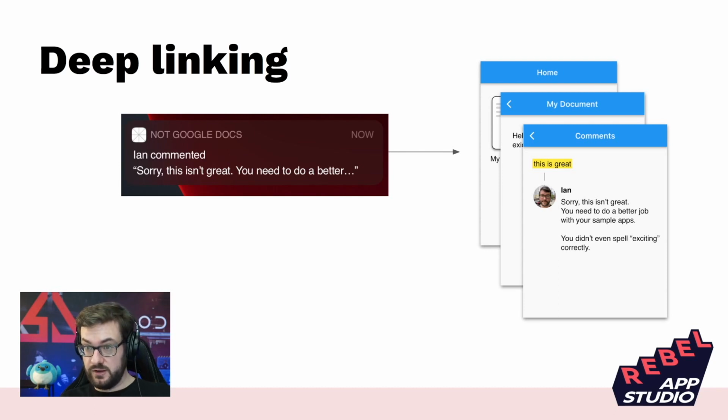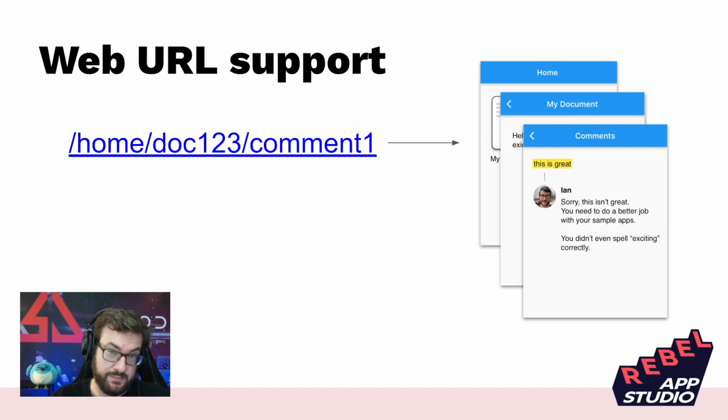And then the other big reason is if you are bringing an app to web, you probably need URL support. Maybe not all web apps need that, but I think most would want that if the user wants to bookmark a page, or if the user wants to share a link with another user.